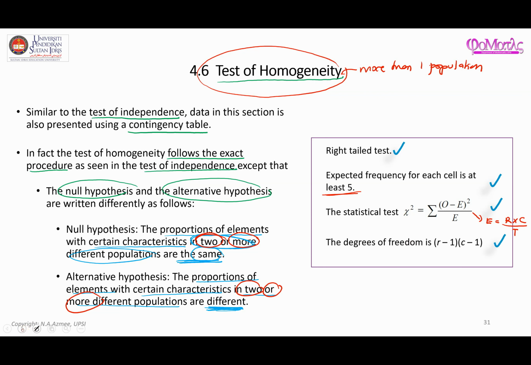You can see that the degrees of freedom can be obtained by considering R and C. R here is the number of rows, and C here is the number of columns.